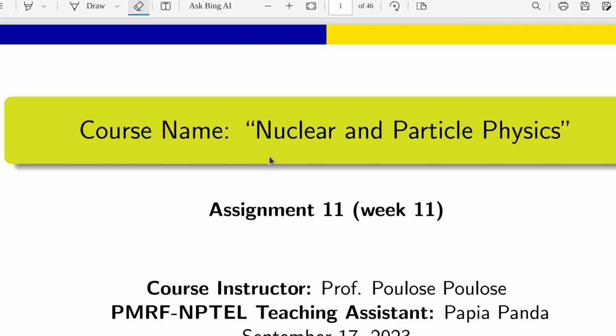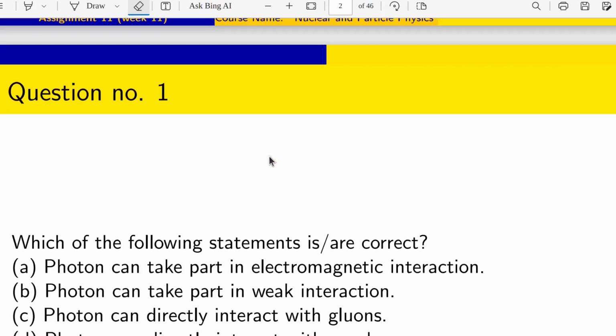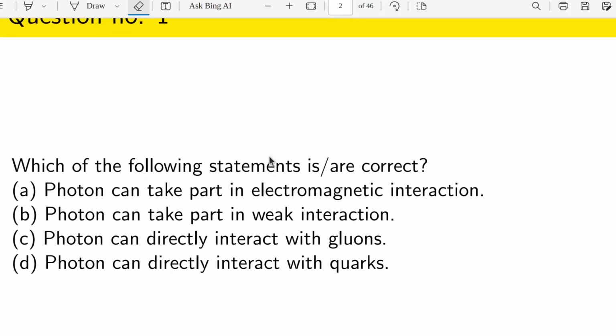So today we will talk about the assignment 11 previous year question paper for the course nuclear and particle physics. There will be, I think, 8 questions for today's session. So let's start. The first question is, which of the following statements is or are correct? The first statement is photon can take part in electromagnetic interaction. Photon can take part in weak interaction. Photon can directly interact with gluons. Photon can directly interact with quarks.